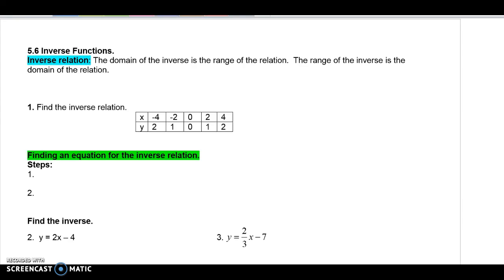In an inverse relation, basically what's happening is you're switching the x and the y values. So the domain of the inverse is going to be the range from the original relation. The range of the inverse is going to be the domain of the original relation. So whatever function you start with, its domain will become the range of its inverse, and its range will become the domain of the inverse.